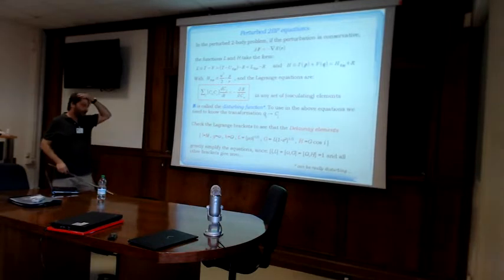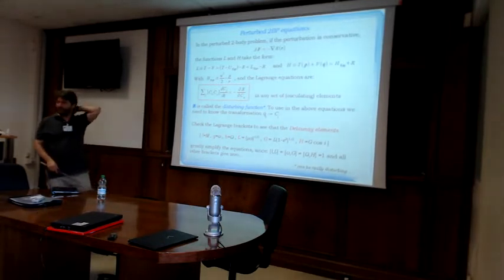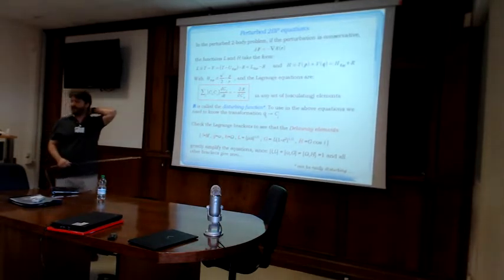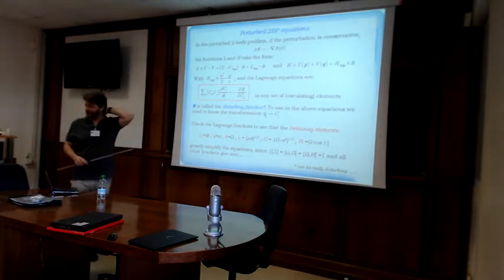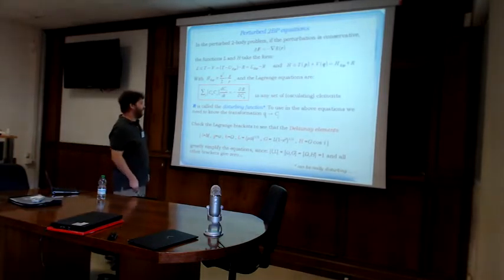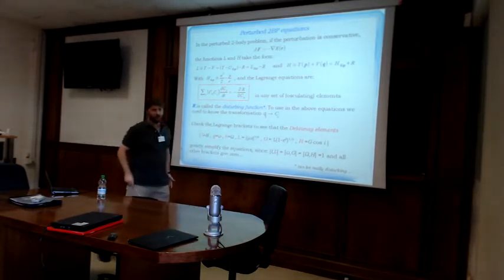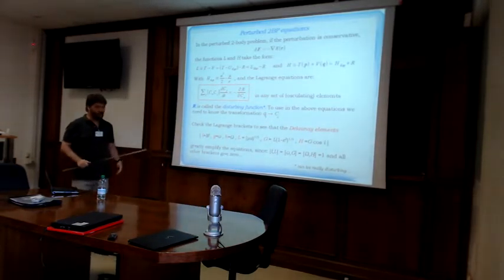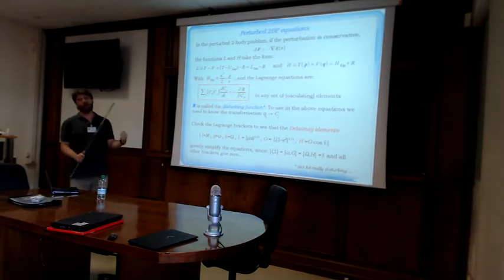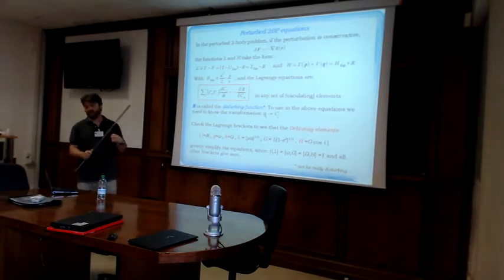Now, R is called the disturbing function, and it's a name well deserved because it can be really disturbing, up to frustrating sometimes, to use. And in order to use it here, you need to know the transformation, of course, from the generalized coordinates to the elements. Now, there are different sets of osculating elements that one could use and plug in here, which would simplify the equations or not.